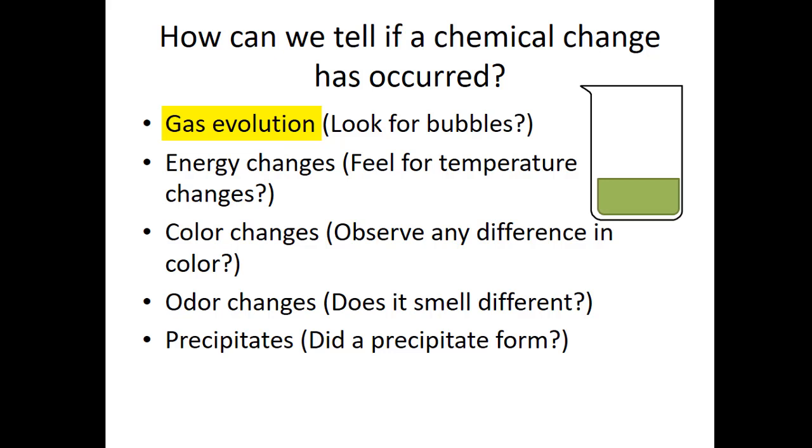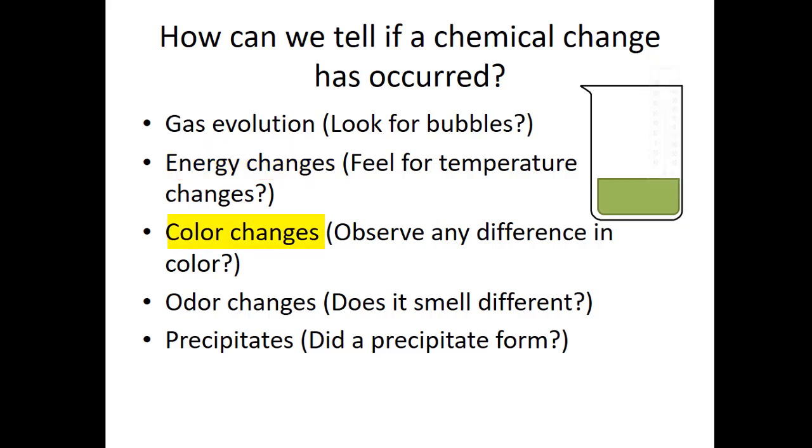Number one, you can look for gas evolution, right? You can look to see if bubbles are evolving from the solution. You mix two chemicals and you see gas coming off the solution or bubbles coming off the solution, then you know that it's a chemical change. You feel for temperature changes, right? If the temperature goes up or goes down, you know that there's a chemical change happening.